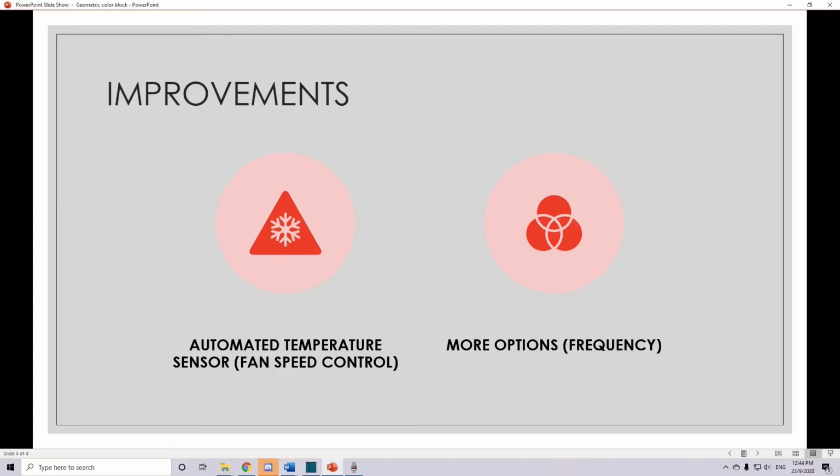The improvements that we would like to make in our simulation, in our designs, is to have an automated temperature sensor that controls the fan speed, as well as to have more options in terms of frequencies that are being synthesized. That's all for today.